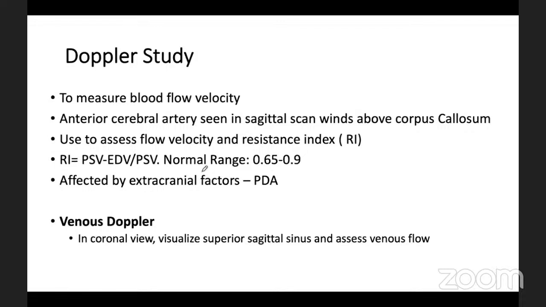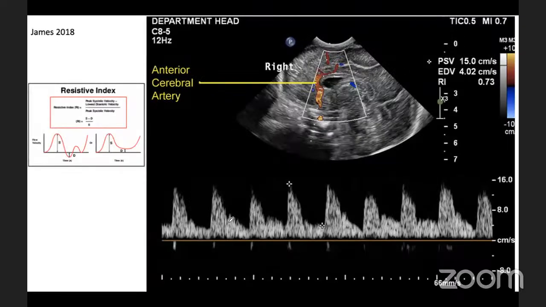This resistance index is affected by extracranial factors, particularly the PDA. And from the venous Doppler, you can see the superior sagittal sinus flow. If you see the sagittal sinus anteriorly, this is the anterior cerebral artery, and it will appear as red. Red, if you remember the mnemonic BART: BA stands for blue away. So if the structures appear blue on the probe, it means the blood is going away. And RT, red, is towards the probe.